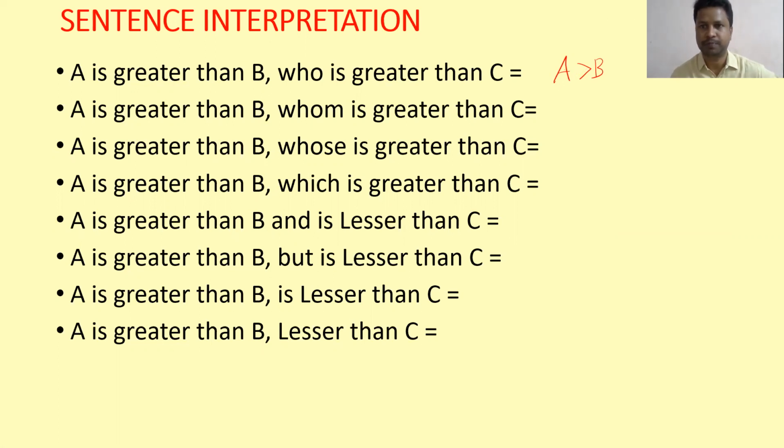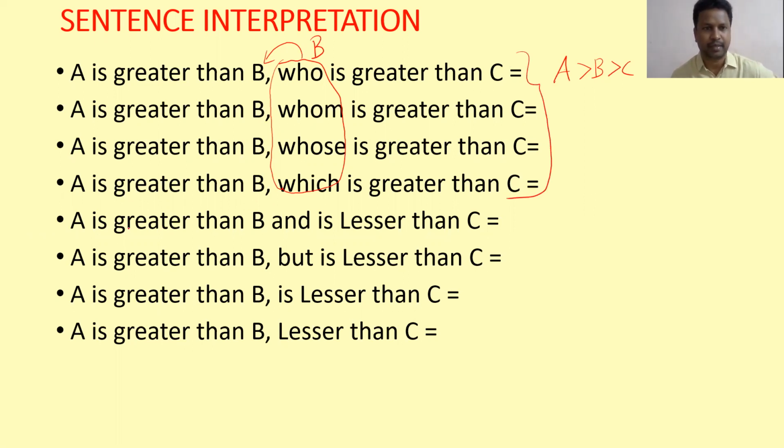So what you want to do: who, whose, whom, which, all these words represent the nearest element, that is B. So in this place we can replace it with B. So B is greater than C. I can call this B is greater than C. So all have the same meaning.